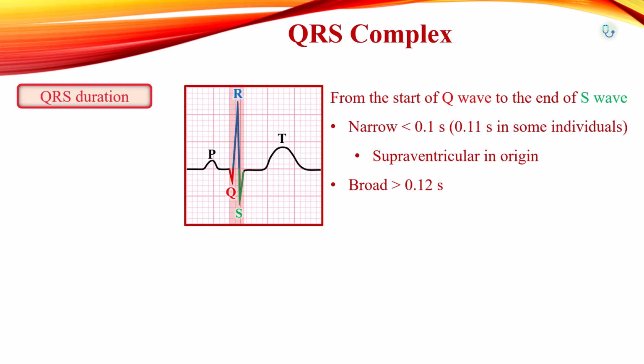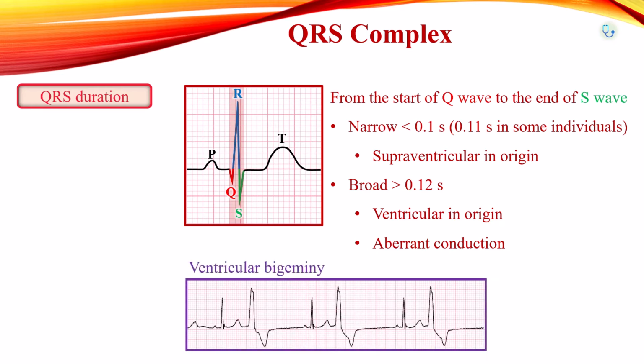Broad QRS complexes may be either ventricular in origin, or due to aberrant conduction of supraventricular complexes, for example, bundle branch blocks. Sometimes, both narrow and broad QRS complexes may be observed in EKG, for example, ventricular bigeminy. In this EKG, narrow complexes are sinus in origin and broad complexes are ventricular.